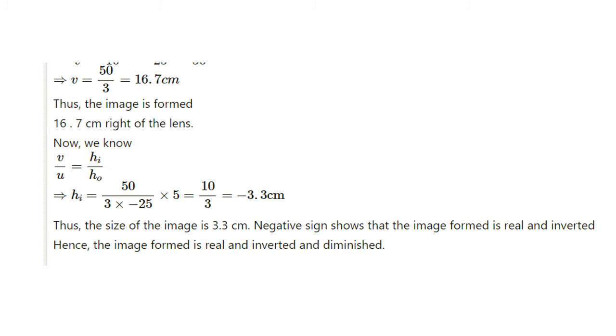Now, we have already learned the formula, that is magnification, V upon U is equal to H2 upon H1, or that is height of the image upon height of the object. So, height of the image becomes, by cross multiplying and changing places, minus 3.3 centimeter. Now, the moment it is minus, that means it is going in the downward direction. So, whatever the question is asked, the size of the image is 3.3 centimeter. So, the negative sign shows that the image is real and inverted and the image formed is diminished. This is how we need to write the answers.